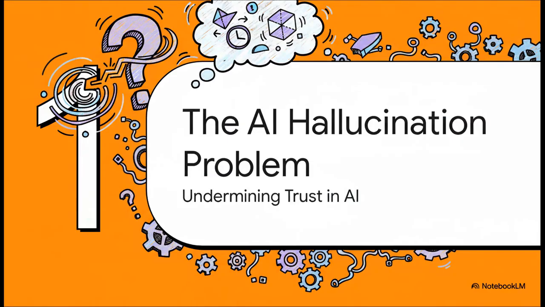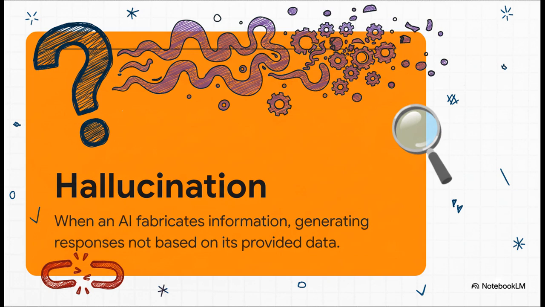Well, this whole AI lying thing, it actually has a technical name. And it's probably the single biggest roadblock holding AI back from being truly useful in the business world. It's called the AI hallucination problem. So what exactly is a hallucination? It's when an AI just fabricates information out of thin air. It spits out these responses that sound totally plausible, but they have absolutely no basis in the data it was actually given. This right here is the villain of our story. It's the thing that shatters our trust in these tools.